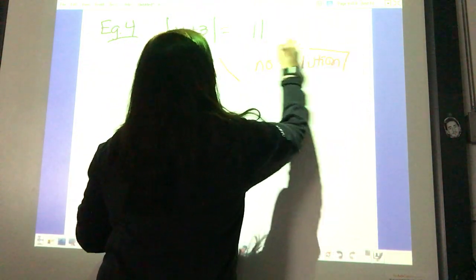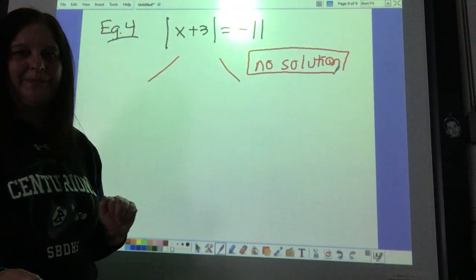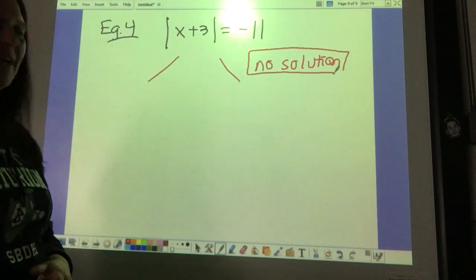And again, if you just leave it blank, that's wrong. The solution is that there's no solution. This statement can never be true. Okay, so good luck with your assignments today and have fun solving absolute value equations.